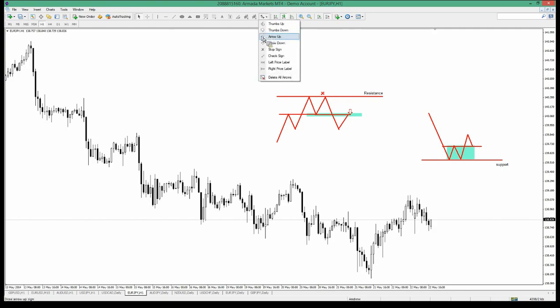Okay, so that's the entry point, and then we have a point of reference for a stop loss. Make sense, guys? So we're using this consolidation as confirmation that the support or the resistance level is holding, as well as a clear-cut point of reference to place a stop loss.